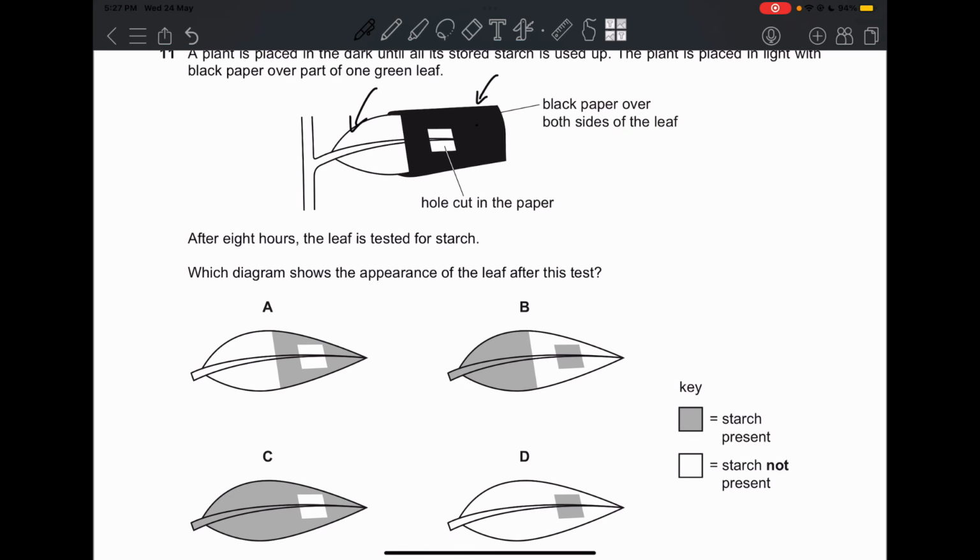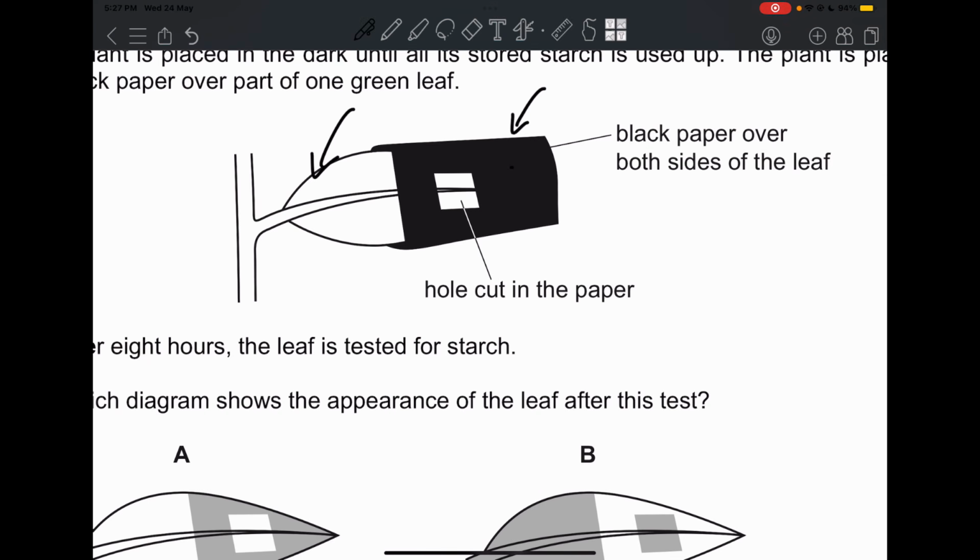So let's see. When you cover the leaf, then the starch will be used up. This is because there is no photosynthesis occurring, so the plant will need glucose to survive, so it will break down its starch and release glucose so it can survive in the dark. Meanwhile, the part that is uncovered will have photosynthesis as normal and will produce glucose, and if it doesn't need the glucose at this time, it will create starch storage, so there will be starch over here in the uncovered part.